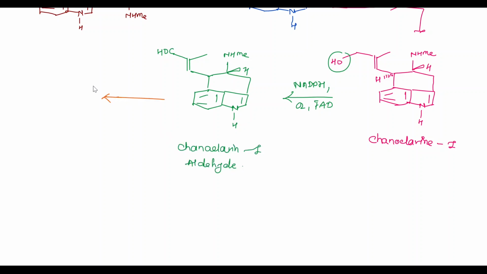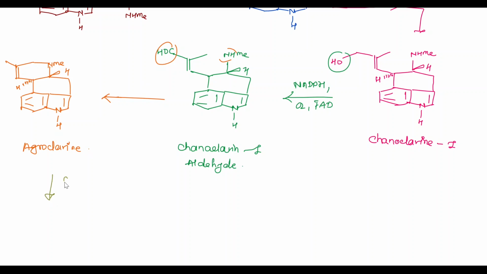In the next step, imine formation followed by reduction. Assistance isomerization is necessary to suitably position the amine and aldehyde group, and we get agroclavine as a product. In the next step, by using O2, FAD and NADPH, oxidation of this methyl group takes place and we get elymoclavine.